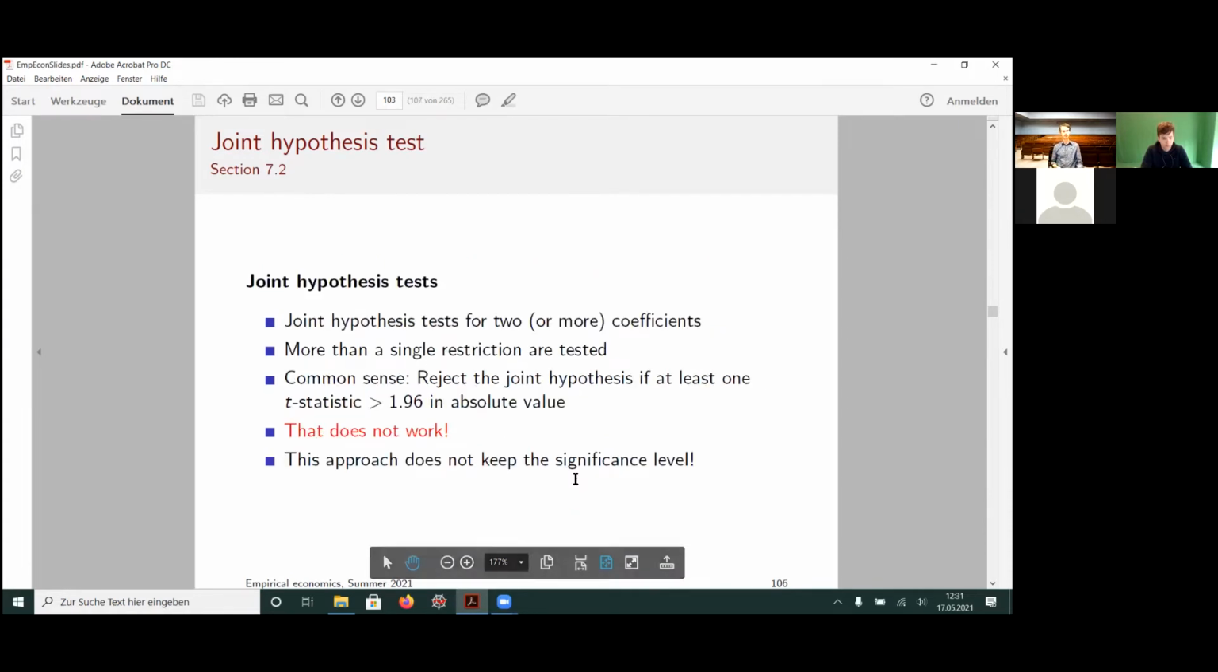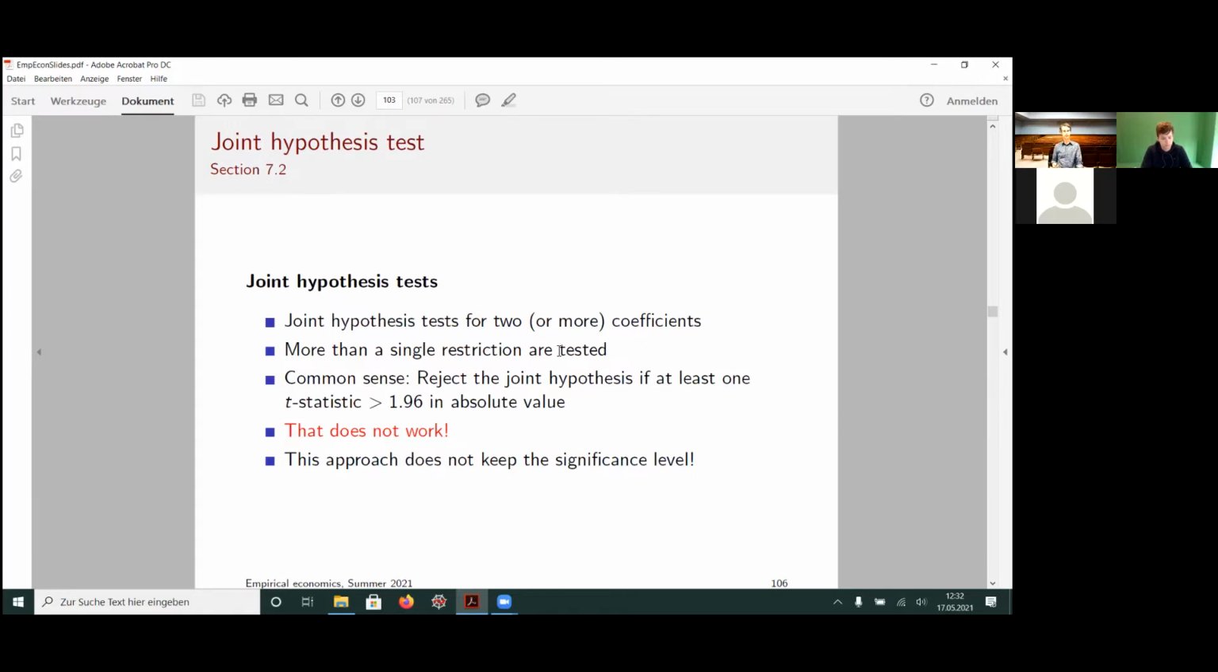How could we test that? Well, first of all, we call that joint hypothesis because, in effect, our null hypothesis has two sub-hypotheses. The first one says that the first slope coefficient is 0, and the second one says that the second slope coefficient is 0. That's called, therefore, joint hypothesis. And we need a joint hypothesis test if we have two or even more coefficients. So in that case, more than a single restriction is tested. So we have two restrictions here. First coefficient is 0, second coefficient is also 0.